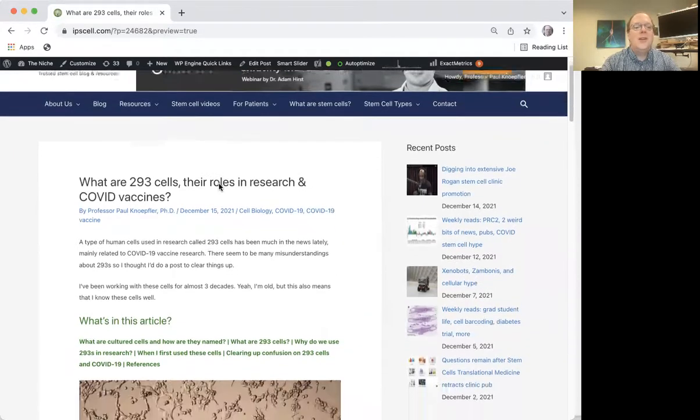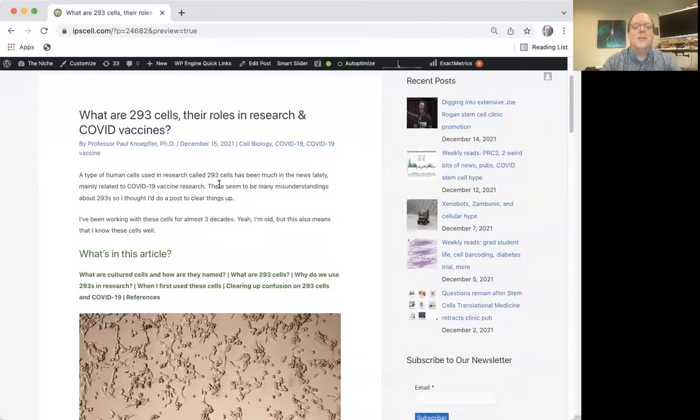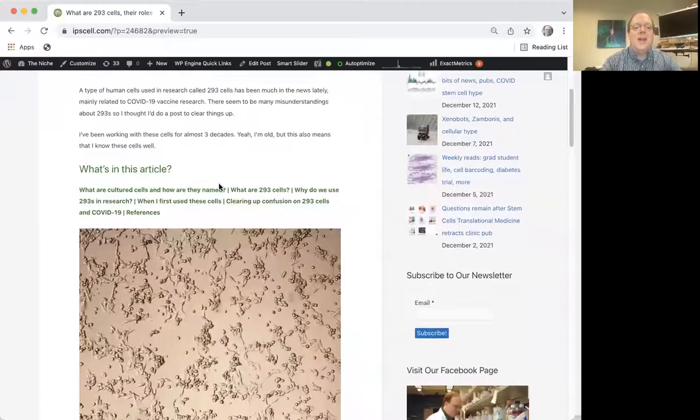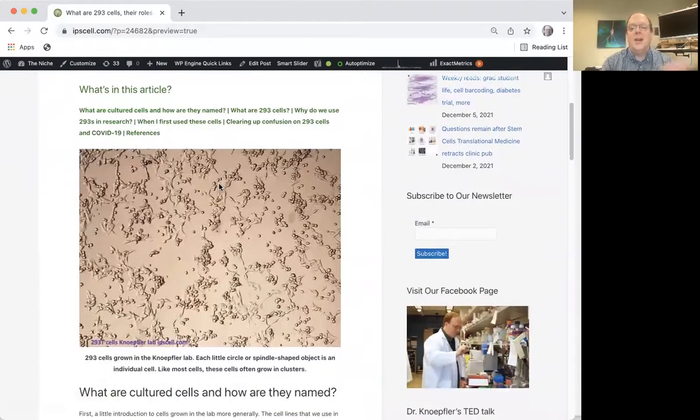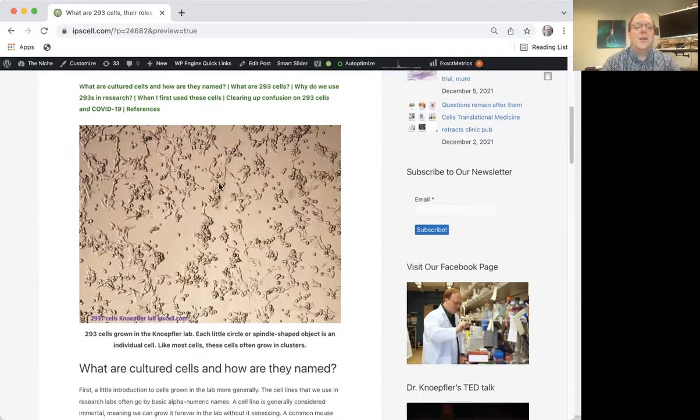But let's zoom in on these 293 cells. Here's the actual article, and you can go through it and read it. I've got the link there in the video description for the post, so check that out if you want to read it as well.